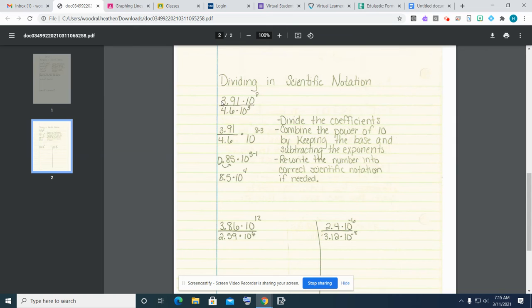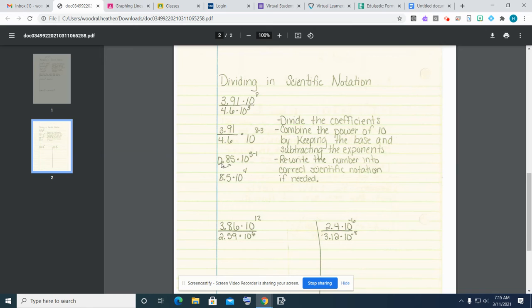Okay, so if we look at this first one here, 3.91 times 10 to the 8th is being divided by 4.6 times 10 to the 3rd. So we pull the coefficients to the front and we divide them. 3.91 divided by 4.6. We get 0.85. For our power of 10, we have 10 to the power of 8 minus 3. So we get 10 to the power of 5.